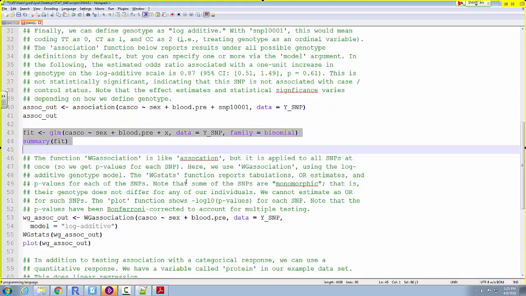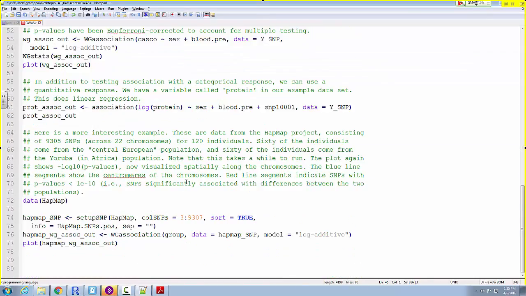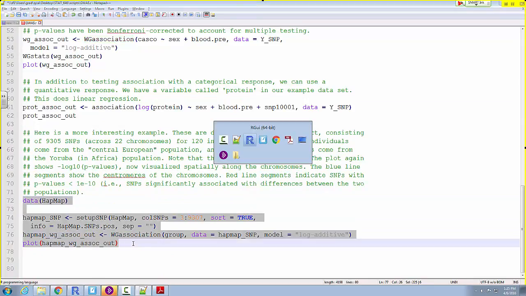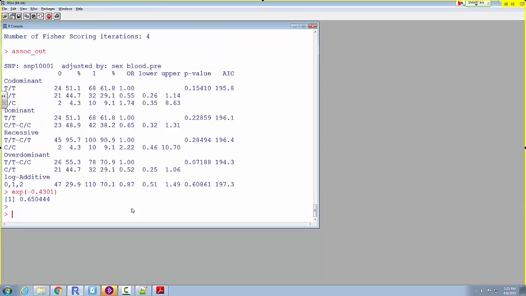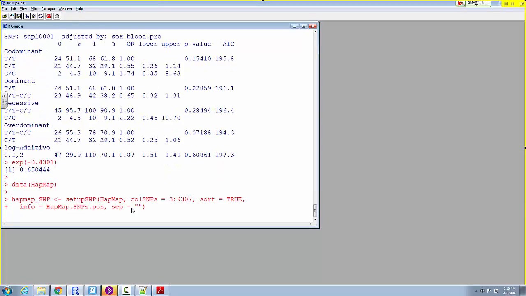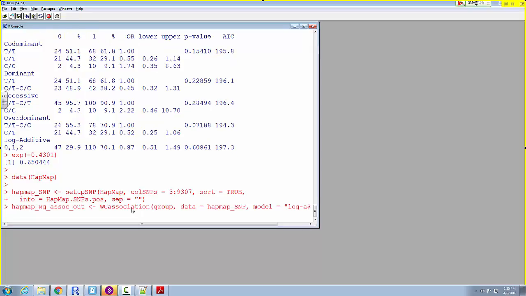The more interesting function is the WG association function. Let me go ahead and run this because it takes a moment. Actually, more than a moment. We may not have time to see this. It takes a long time. These are a different set of data that come with the SNP Assoc package. The first ones that we were playing with were absolutely just a toy data set. There were just 35 SNPs and 157 individuals.